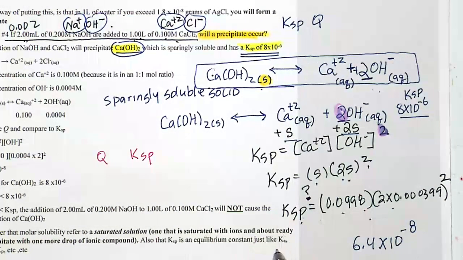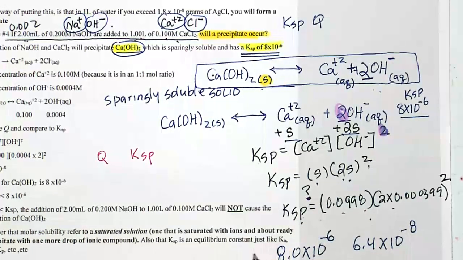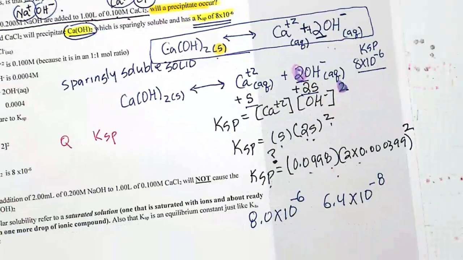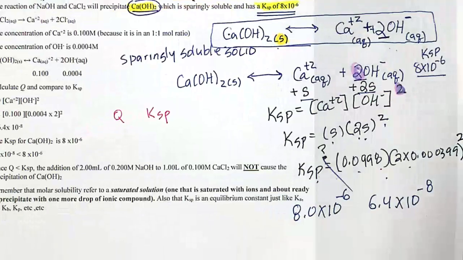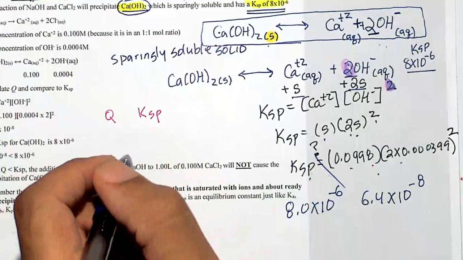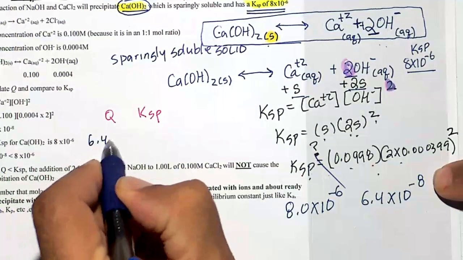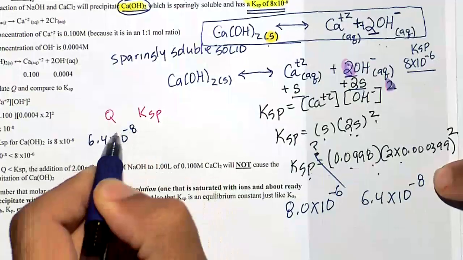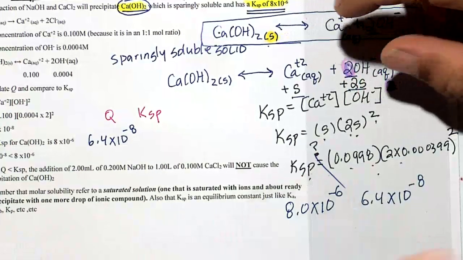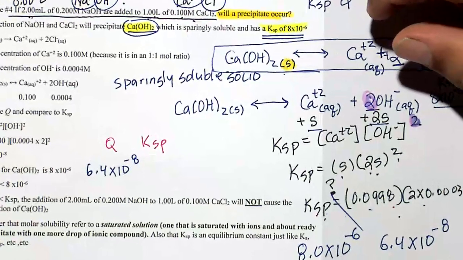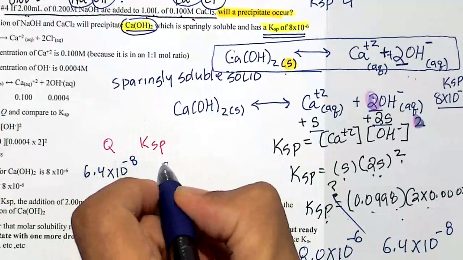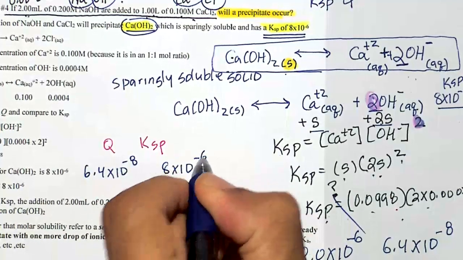And then what is our KSP here? It is 8.0 times 10 to the minus 6. So obviously they do not equal one another. So I'm going to put Q first. It's 6.4 times 10 to the minus 8. And the KSP, which we got from above, is 8 times 10 to the minus 6.